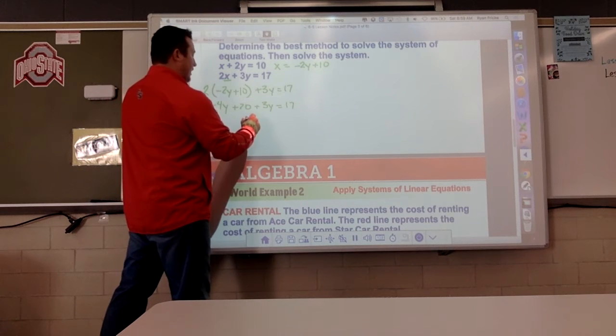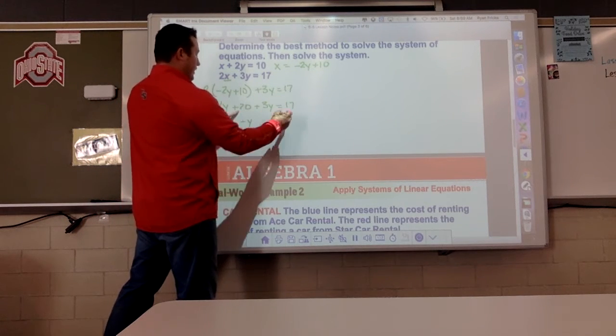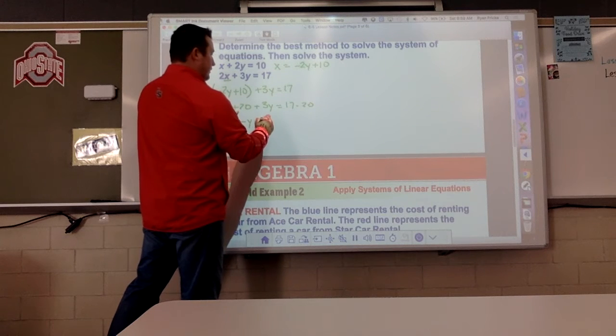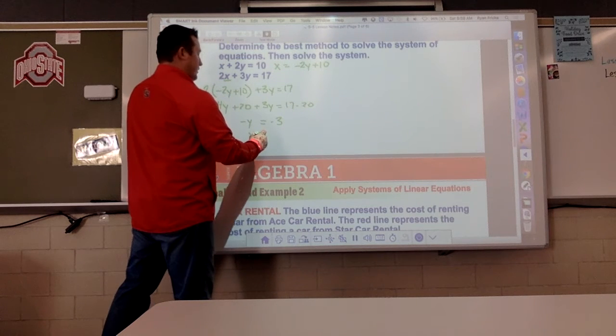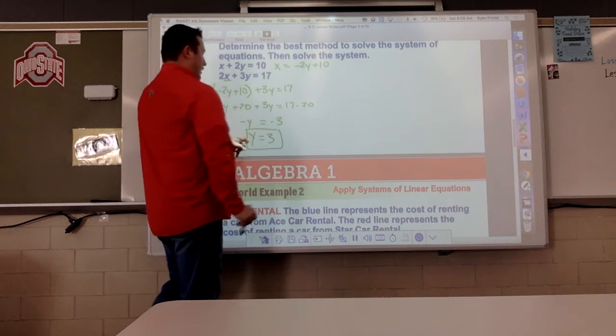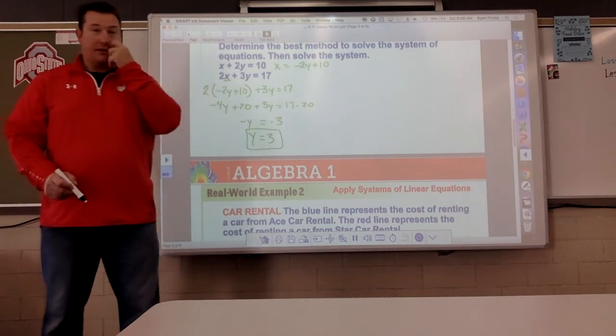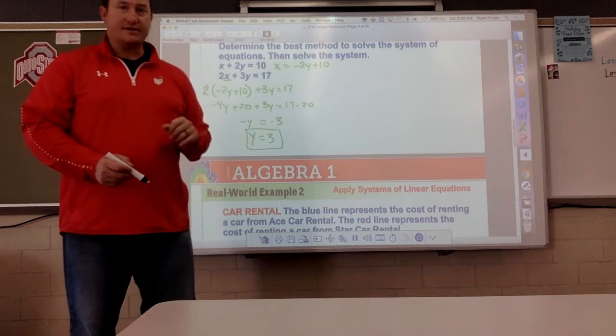This is negative y. 20, we're going to go ahead and subtract 20 over here. So we're going to get 3. All right. So that means y is 3, right? So I think that was, what, child tickets?